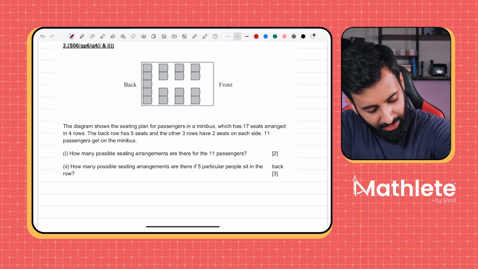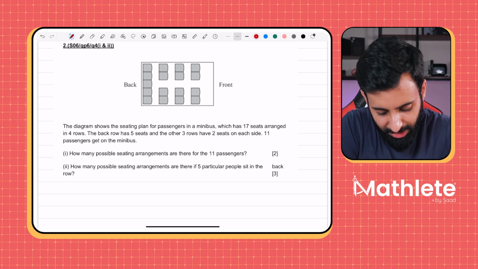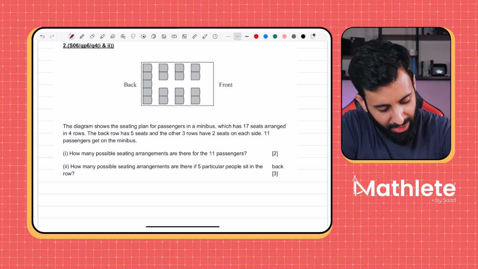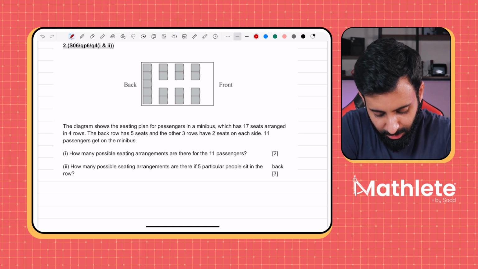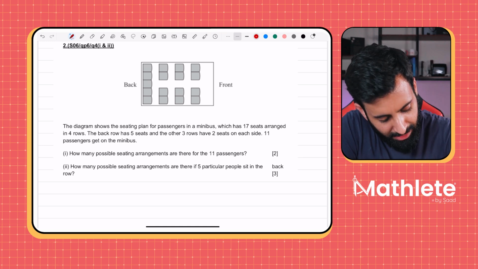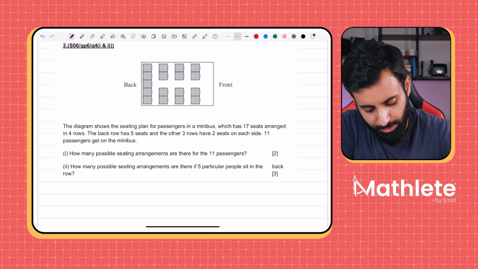So it says here, the diagram shows the seating plan for passengers in a minibus, which has 17 seats arranged in 4 rows. The back row has 5 seats, and the other 3 rows have 2 seats each on the side. Once again, you can see the diagram. You'll understand how it works. 11 passengers get on the minibus. How many possible seating arrangements are there for the 11 passengers?